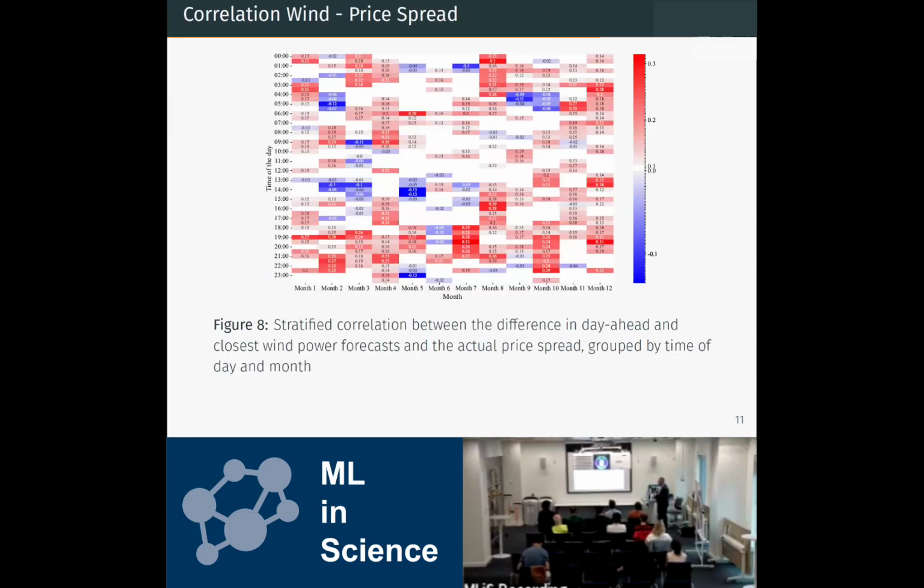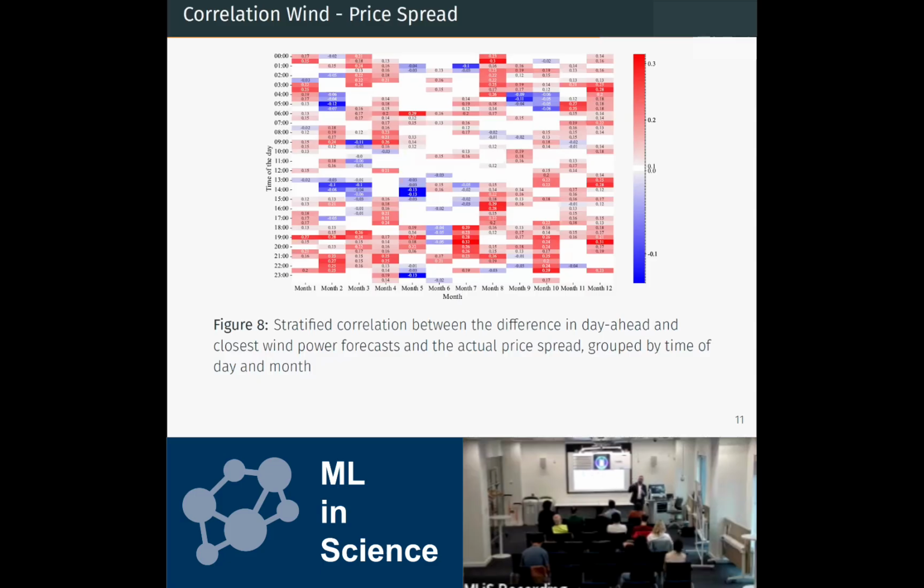When we produced the probabilistic forecast for the wind power generation, we said, okay, we need to see if there is an actual connection between the price and the price spread. So here, the first step I took was to explore the Spearman correlation between the price spread and the wind. Not the wind actually, it is the difference between the day ahead and the closest wind power forecast.